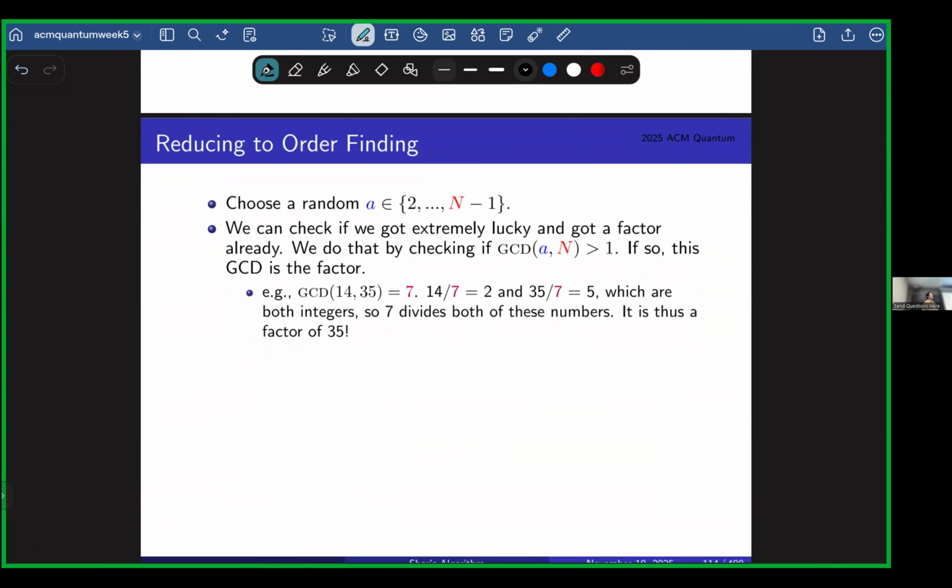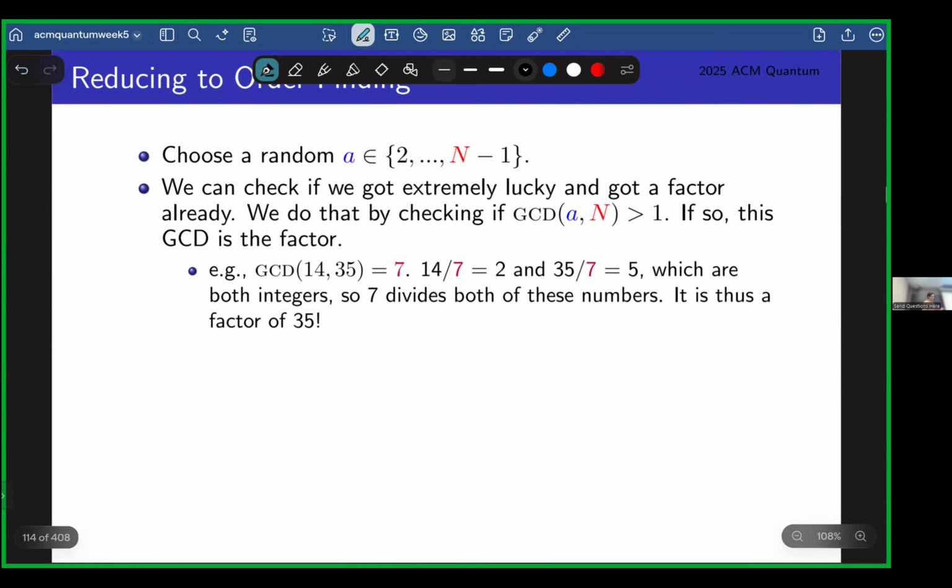It's called Euclid's algorithm, and it's a very efficient algorithm. It's all classical. So you can check if you have a factor by checking this GCD. For example, if you find the GCD of 14 and 35, it's 7, because if you take 14 and divide it by 7 and take 35 divided by 7, you both get integers. So you can say that 7 divides both of these numbers, and thus it's a factor of 35.